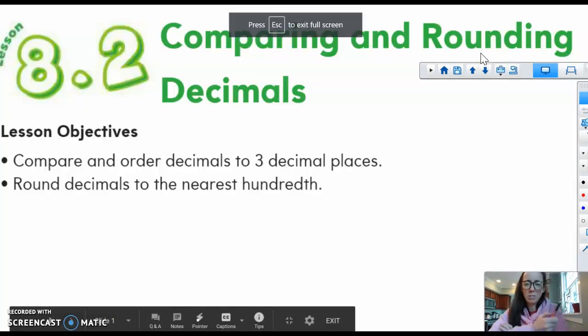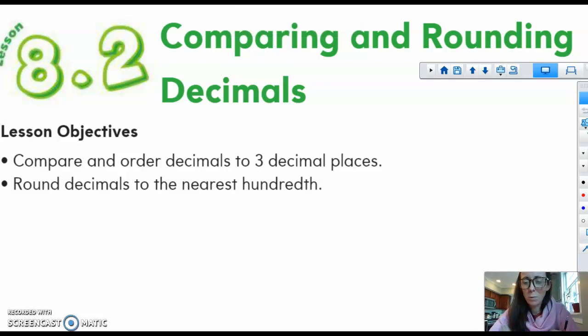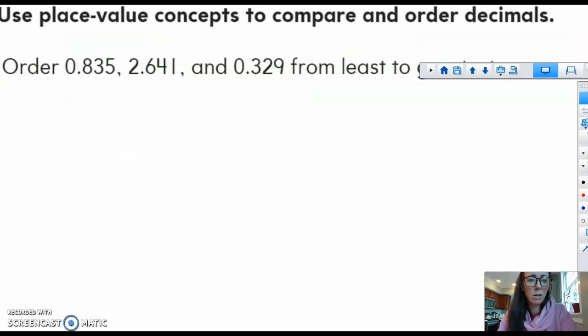All right, today we're jumping into lesson 8.2, which is going to all be focusing on comparing and rounding decimals. Our two goals are to compare and order decimals to 3 decimal places, which means we'll be working with decimals up into the thousandth place. And we are going to be looking at rounding decimals to the nearest hundredth.